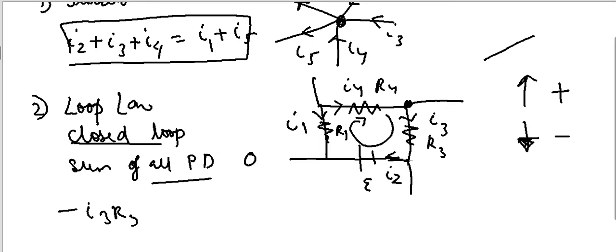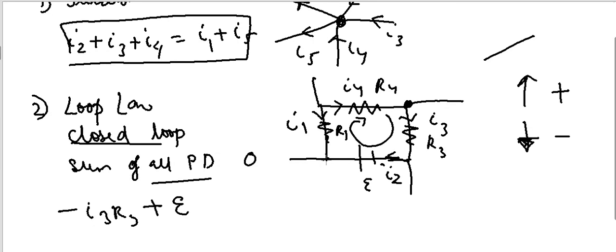Then I travel from here to here. When I travel from here to here, this is a battery, so this is the negative terminal, this is the positive terminal. So when I travel from here to here, the potential increases by the amount which is the EMF of the battery. So our convention is whenever potential goes up, I will take it as positive. So plus E.